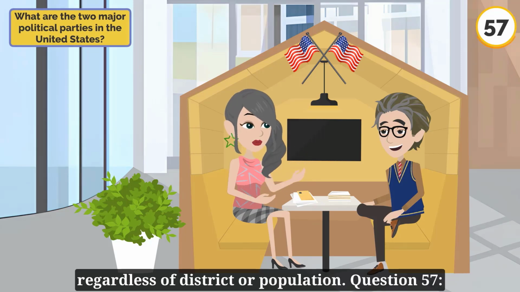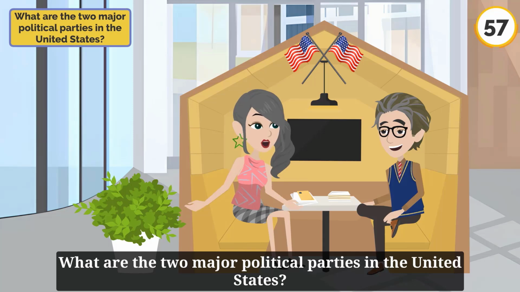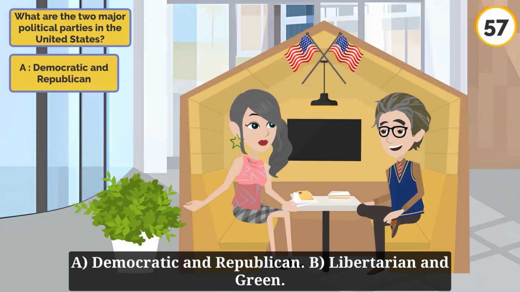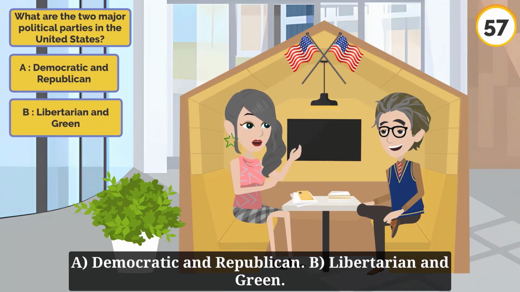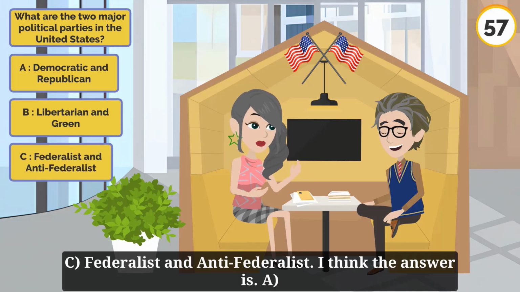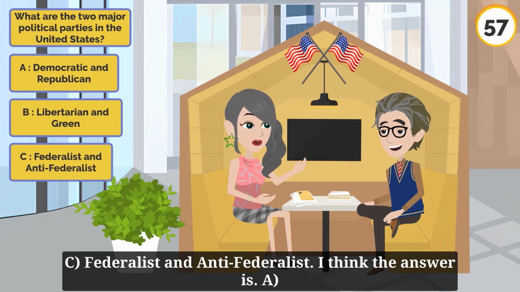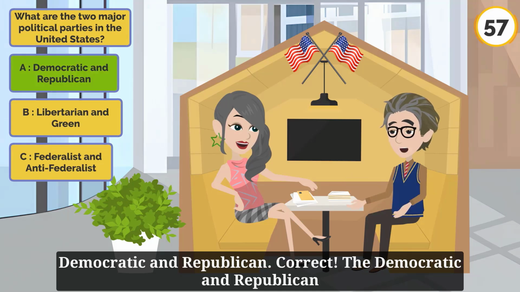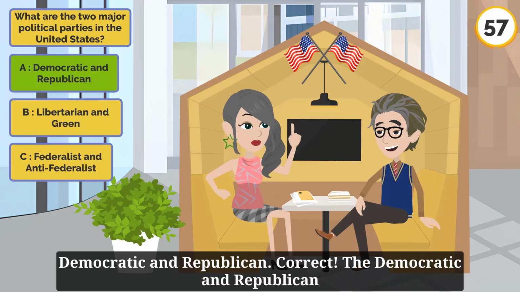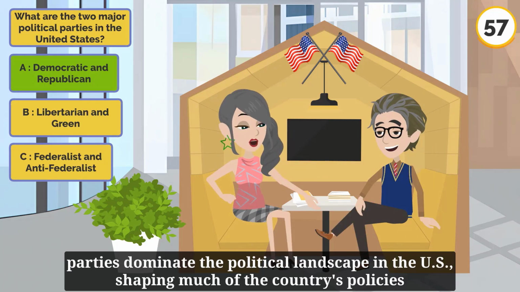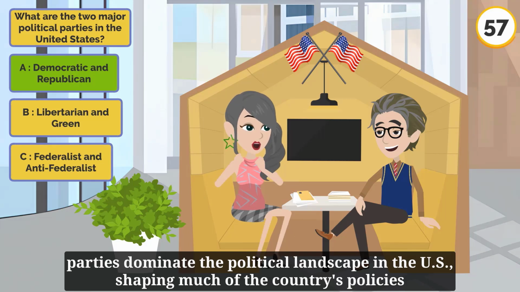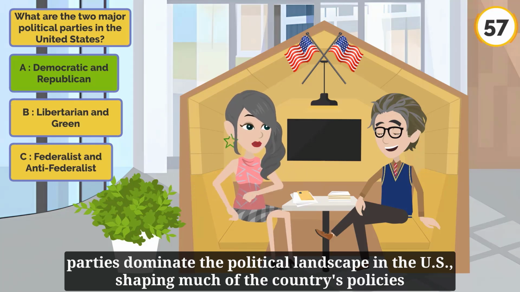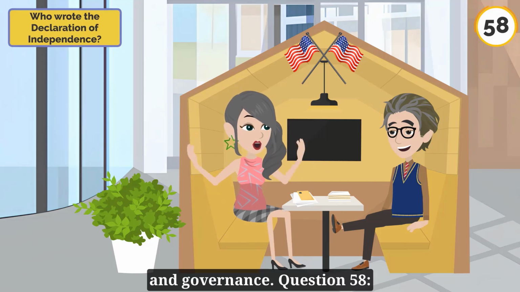Question 57. What are the 2 major political parties in the United States? A. Democratic and Republican. B. Libertarian and Green. C. Federalist and Anti-Federalist. I think the answer is A. Democratic and Republican. Correct. The Democratic and Republican parties dominate the political landscape in the U.S., shaping much of the country's policies and governance.